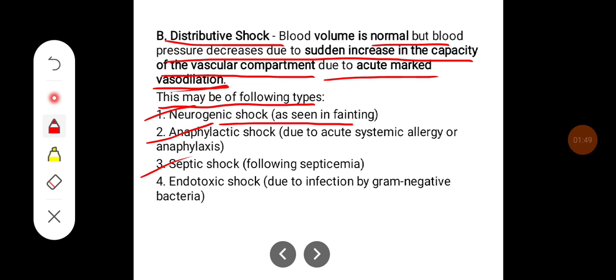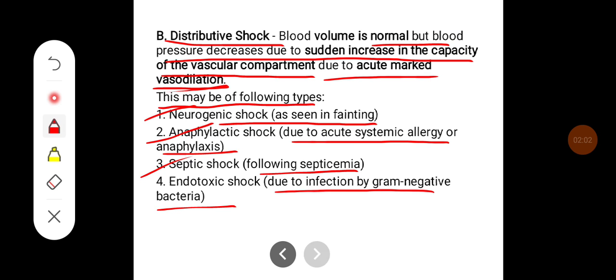Neurogenic shock, as it is seen in case of fainting. Anaphylactic shock, it is due to the acute systemic allergy or anaphylaxis. Septic shock occurs following septicemia, and endotoxic shock occurs due to the infection of gram-negative bacteria.